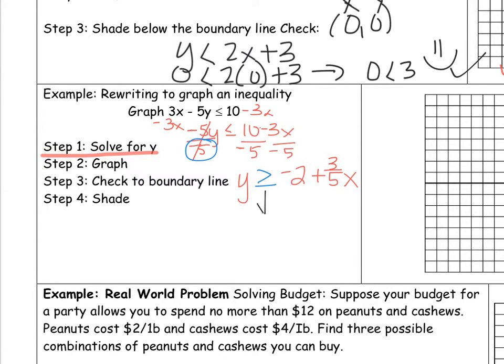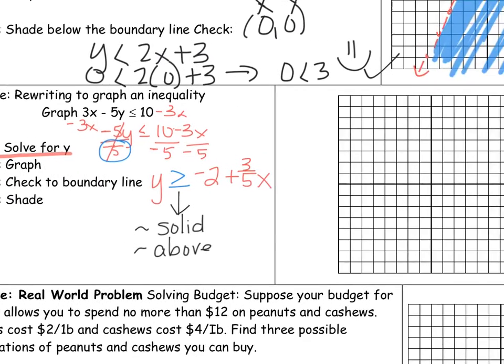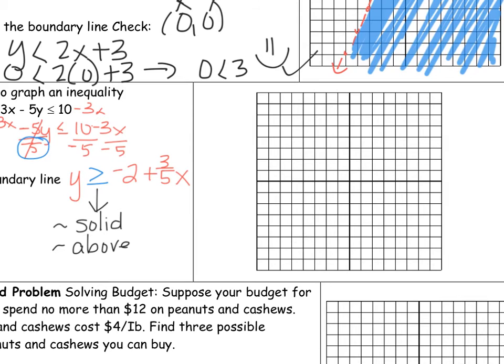So here's our inequality. It's got an equal to sign, so that means our boundary line is going to be solid. It's greater than, so that means we're going to shade above the line. We're going to do the same thing that we did in the previous example, graph using the y-intercept, and in this case our y-intercept is negative 2.